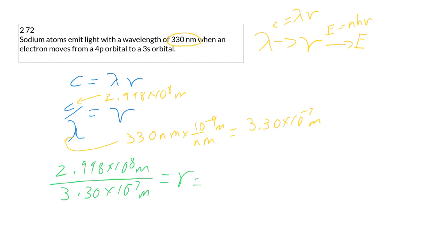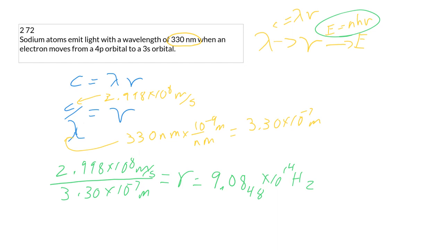Calculator fingers today, people. 9.0848 times 10 to the 14th hertz. And I have my units wrong. I'm asleep at the wheel here. Speed of light's in meters per second, obviously, so that we can get to our hertz. Now I have my frequency.